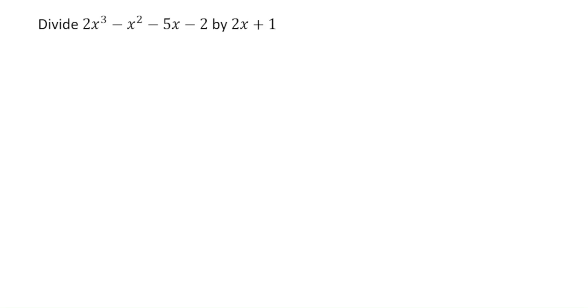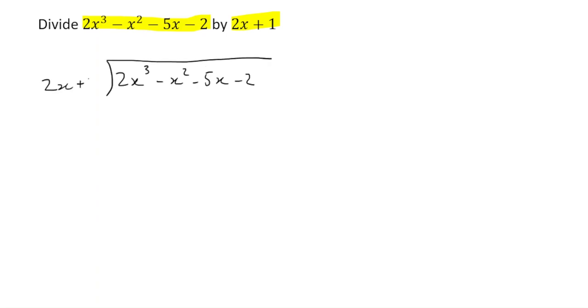Last one, we're going to take this polynomial here, 2x cubed minus x squared minus 5x minus 2 divided by 2x plus 1. So let's do that. Again, we write it out as a long division. 2x cubed minus x squared minus 5x minus 2, all divided through by 2x plus 1. As we do that, we're going to start with this leading term and divide it by that. So we've got 2x cubed divided by 2x, which is x squared.